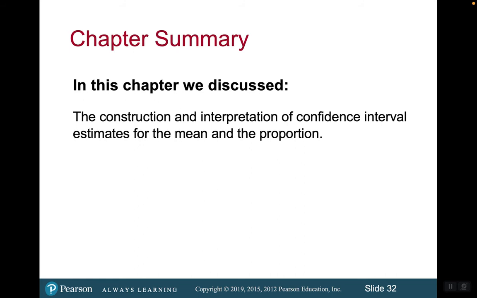All right, so that is really what we've talked about with Chapter 8. It's really about being able to develop a confidence interval for the mean of an overall population by using samples. So that's Chapter 8.